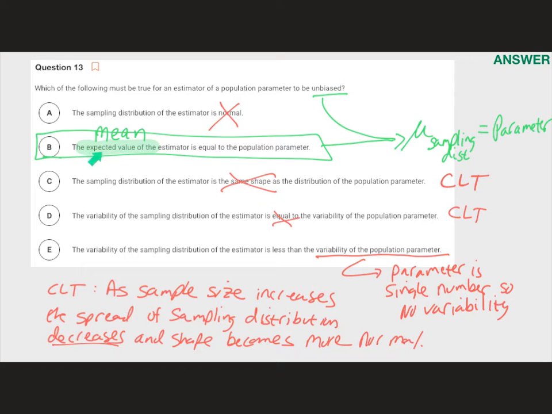In B, we have this phrase expected value, and that's a very common vocabulary word that you should know. The mean is the same thing as the expected value. So the mean of the estimator is equal to the population parameter. Yes, that's the definition of unbiased. Okay.